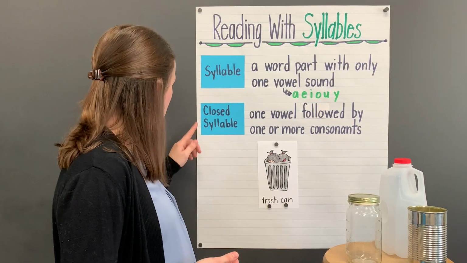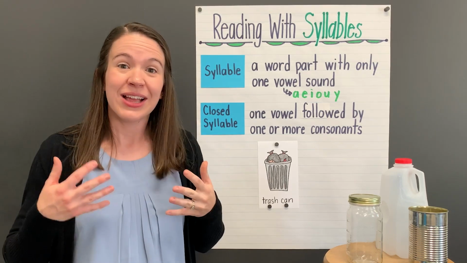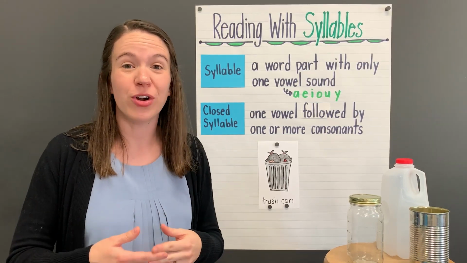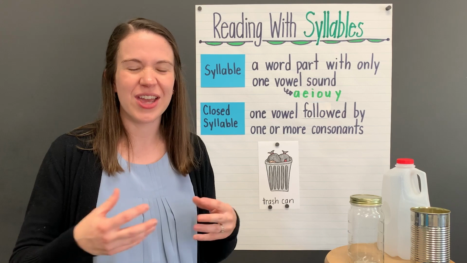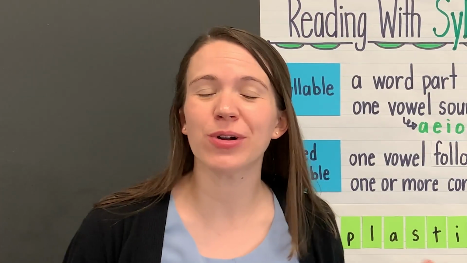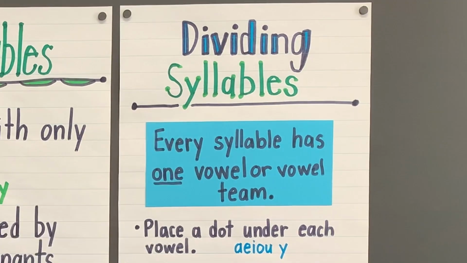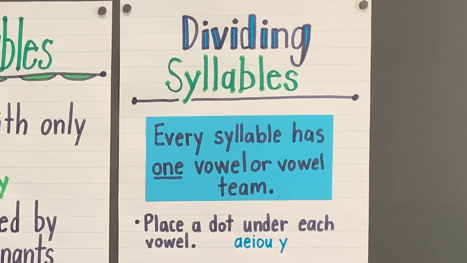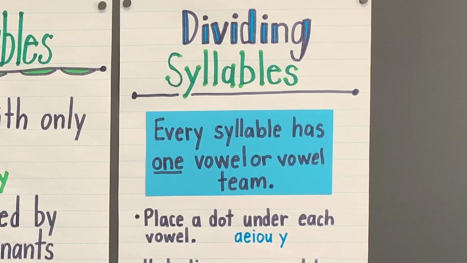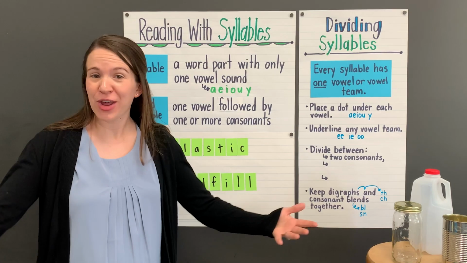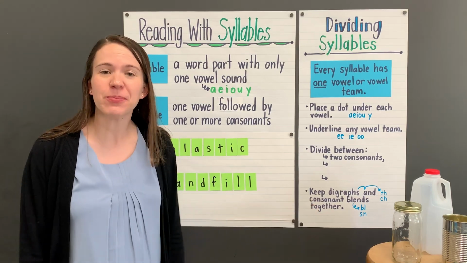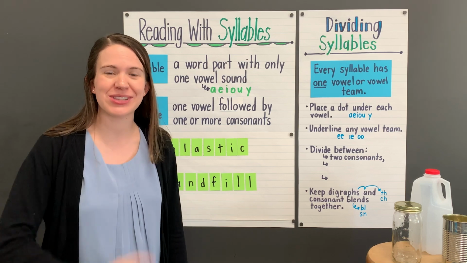Now that we understand what a closed syllable is, let's practice reading words with more than one closed syllable. As we start to break words apart into syllables to read them, there are a couple of things to remember and a couple of tricks we can try. First, we have to remember that every syllable has one vowel or one vowel team. Another way to say that is that each syllable has one vowel sound.